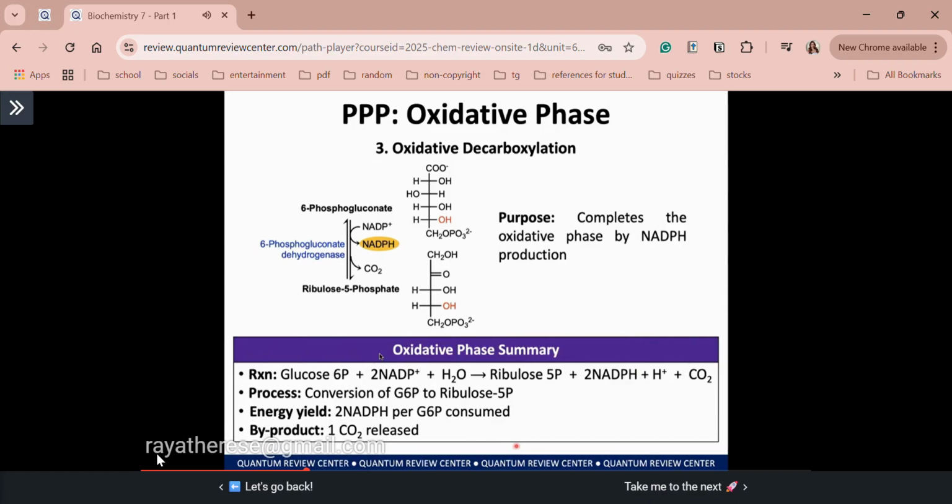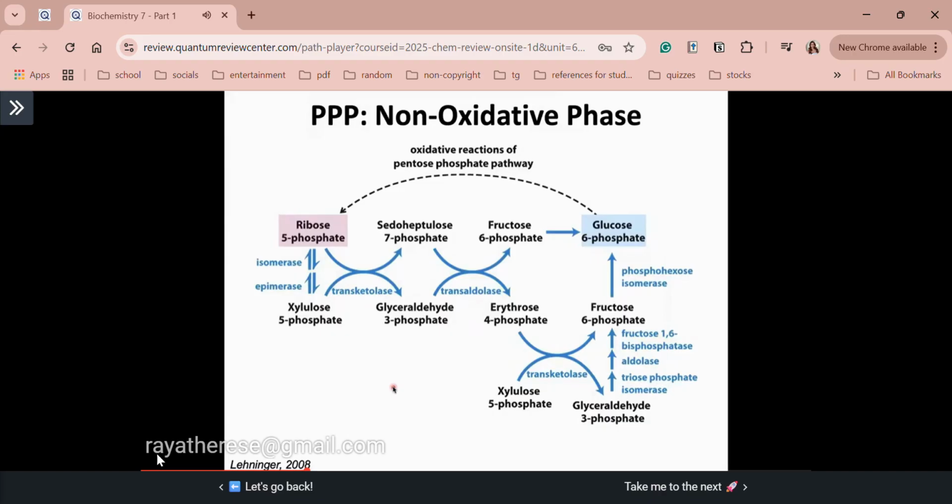Class, don't be scared, don't be overwhelmed. This is the non-oxidative phase of your PPP. Seems intimidating at first, right? So of course, this is just the diagram that shows how the non-oxidative phase works. So of course, we tabulated it because not all intermediates are essential.